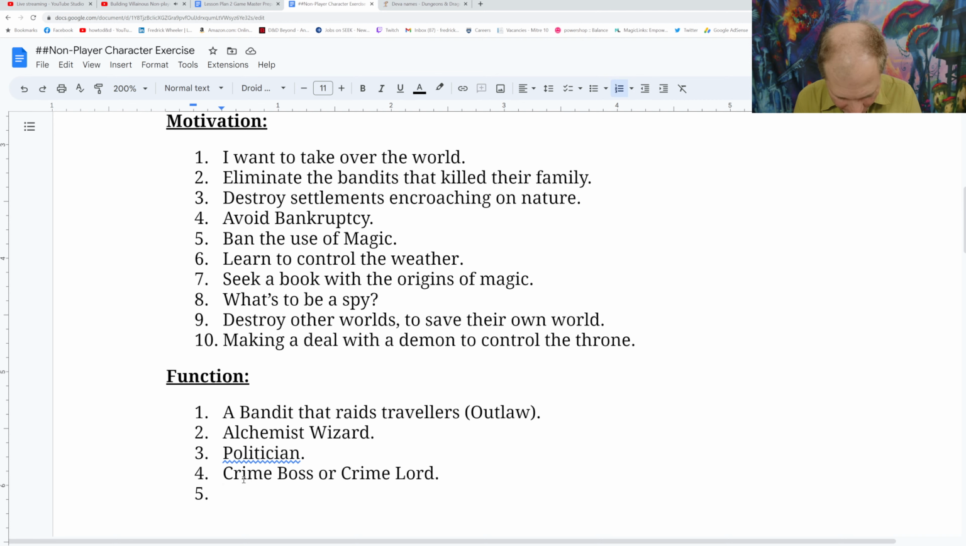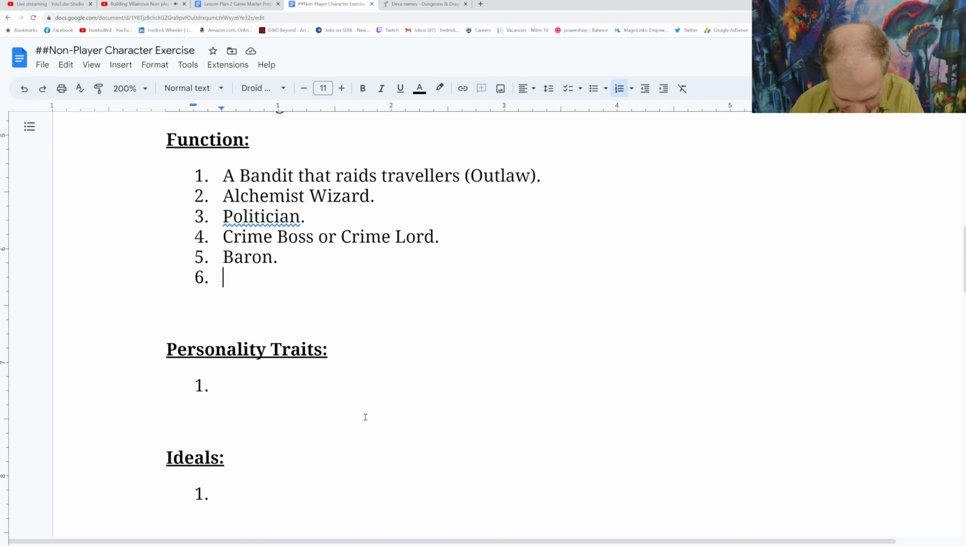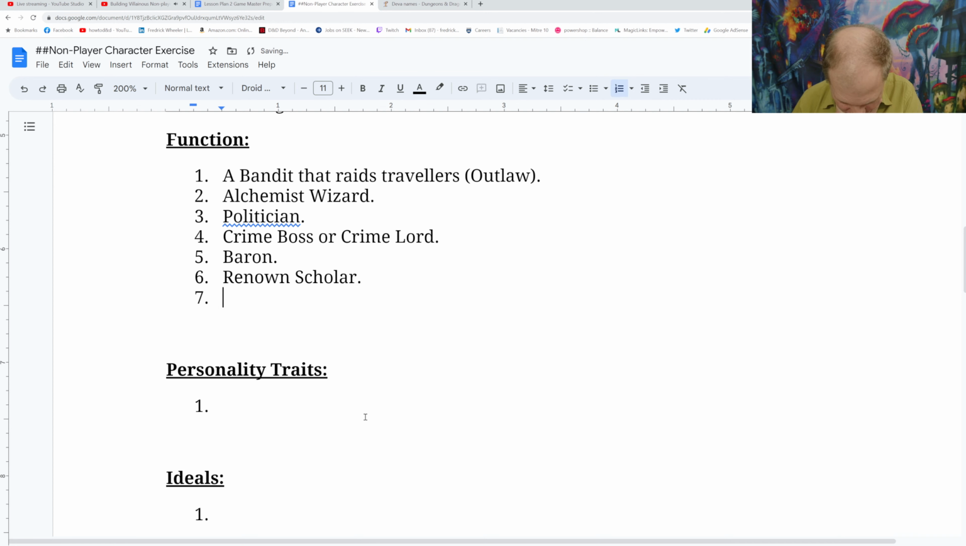Okay, next. Ruler of minor barony. So a baron. You want a baron. So baron, that's Fred. Sensory Deport, you have got a renowned scholar. It's very Moriarty, isn't it? You got the Moriarty hat on. Renowned scholar. All right, so we've got renowned scholar as a potential function.